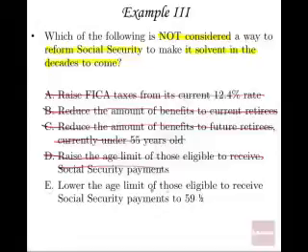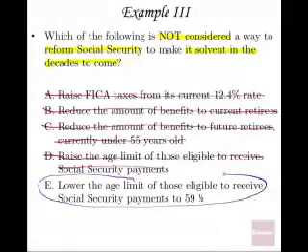E, lower the age limit to those eligible to receive Social Security payments to 59.5. And that's the correct answer. If you lower the age limit, then you're going to magnify your problems and you're going to be in a worse situation. So again, there's no guarantee that Congress isn't going to lower the age, but given the fiscal problems that Congress has in terms of funding Social Security, it is highly unlikely the government will actually reduce the age.